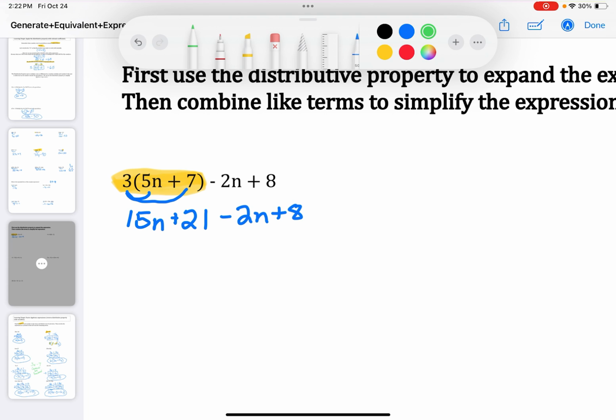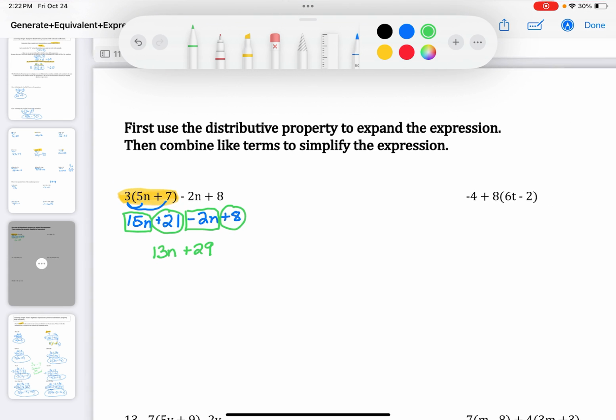Now that I have distributed, I need to combine. So I have 15n minus 2n, and that is 13n. Then I have positive 21 plus 8. 21 plus 8 is 29, and it's positive, so it's plus 29. So 13n plus 29, final answer.